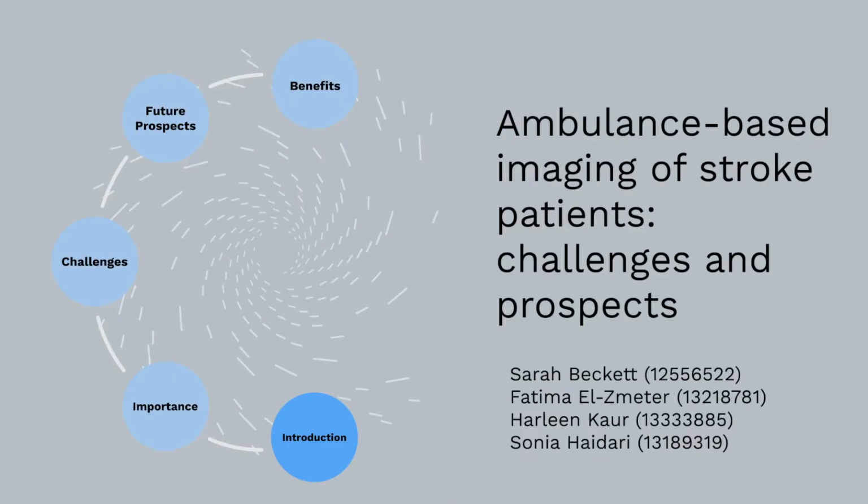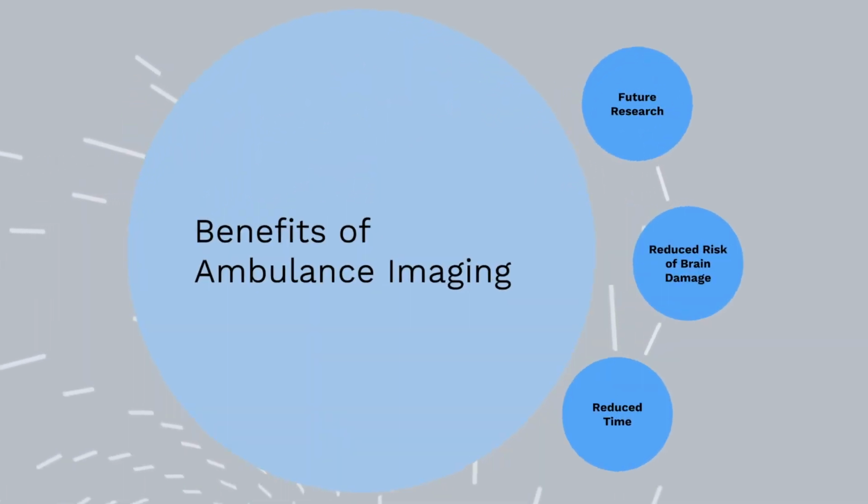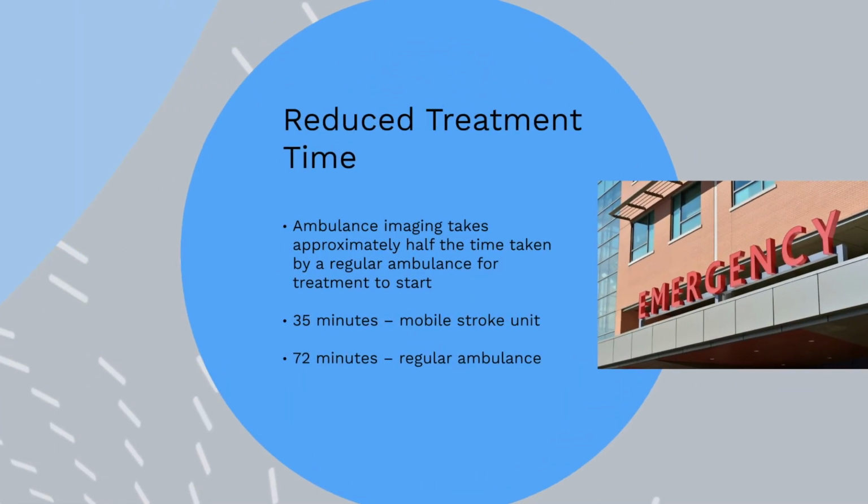Ambulance imaging has been shown to have many benefits, some of which include the following. Number 1, it reduces the time taken for treatment to start. Time is a critical determining factor in the outcome of a stroke patient. As opposed to a regular ambulance, the brain scans produced by the CT scanner in the stroke unit allow for the immediate diagnosis of stroke.